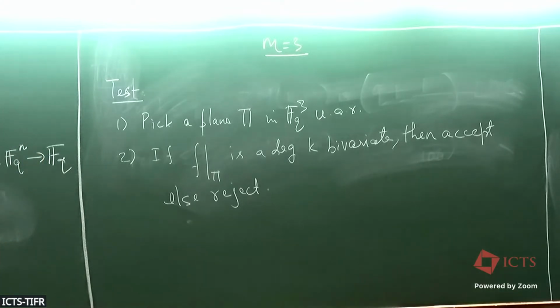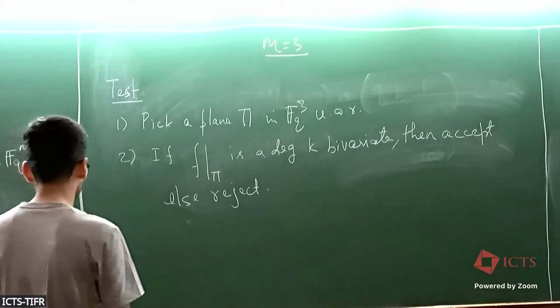Is the test clear? What is the query complexity of this test? It's q squared. The block length is q cubed, and we are querying it at q squared locations. It's still significantly smaller than the block length, so it is a local test in that sense. All right, is the test clear?